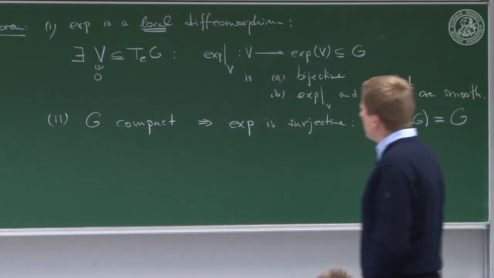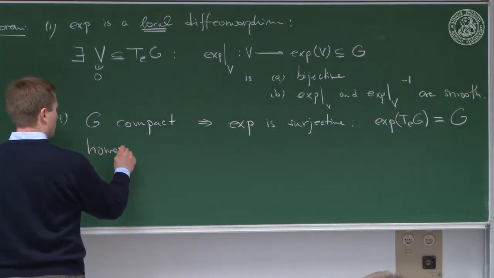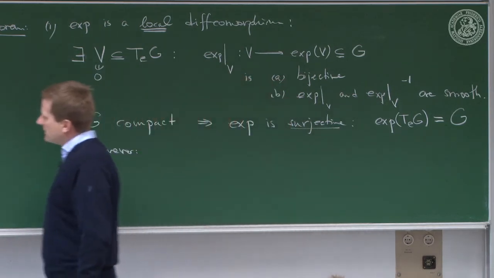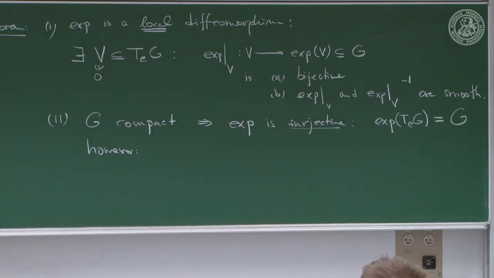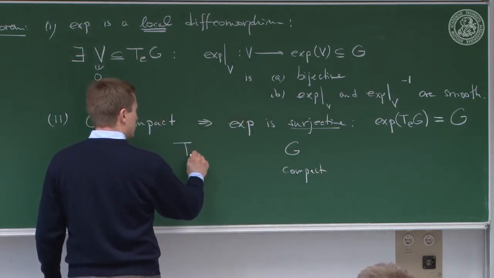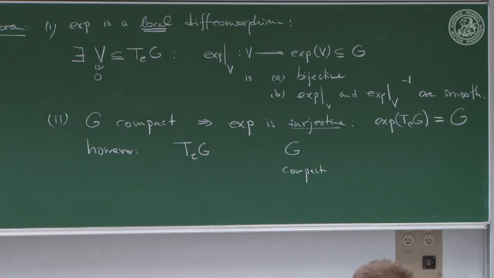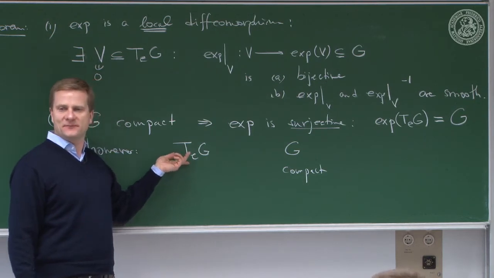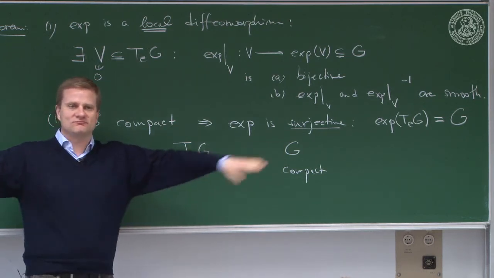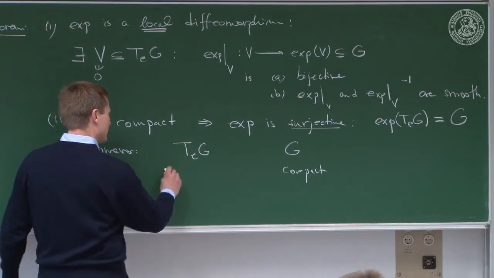That's good. However, let's compare. Once one has such a result, that something is surjective, you can start comparing the domain and the target. And we know that the target is compact. Why? Well, that was our assumption here. And we can look at the domain. What do we know about the domain? Is the domain compact or non-compact? It's a vector space. Is it compact or non-compact? Well, it's non-compact.